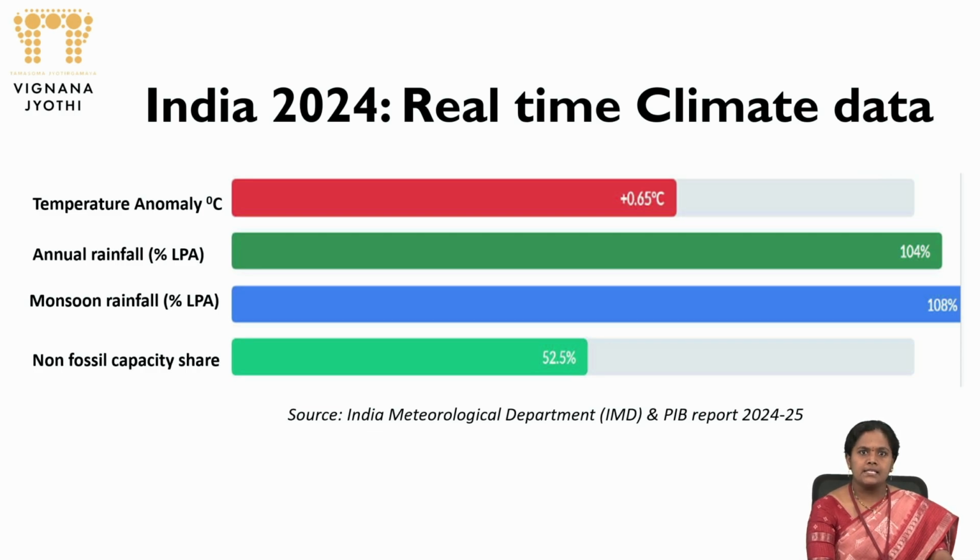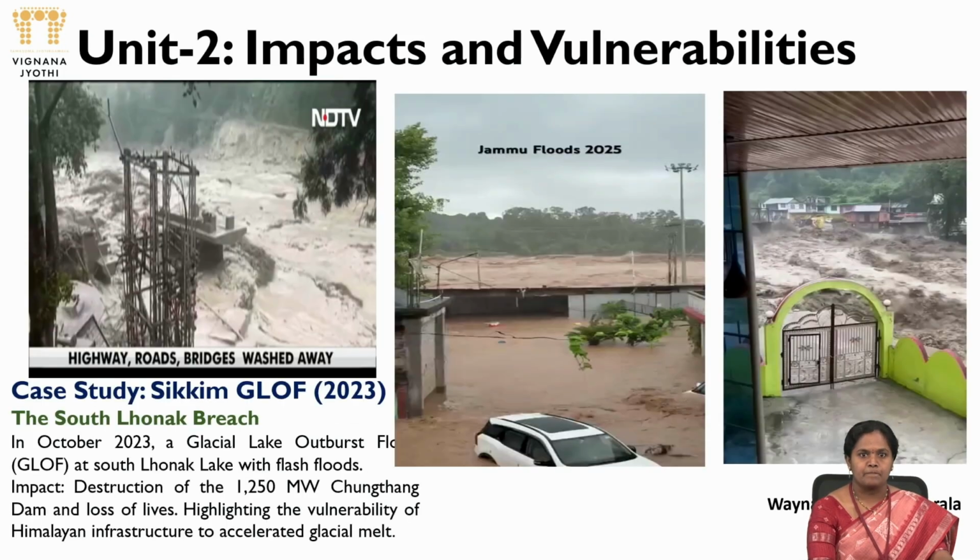However, there is a reason for optimism. India's non-fossil fuel capacity has crossed the 52% mark. This is not just a win for the environment, it is a massive industrial shift. This slide shows that the transition is happening now and it requires a workforce that understands both the data and the science behind these numbers.